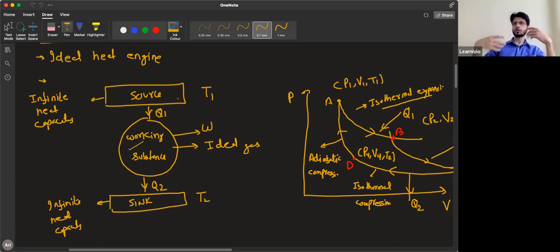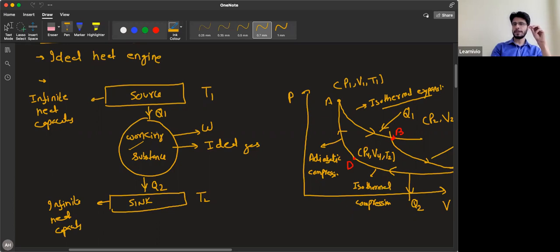It takes heat from the source, the burner, maybe over a gas cylinder. So the gas cylinder is your source from which your engine is absorbing heat. And the remaining part of the heat gets wasted in the surroundings. So the surroundings will work as a sink.